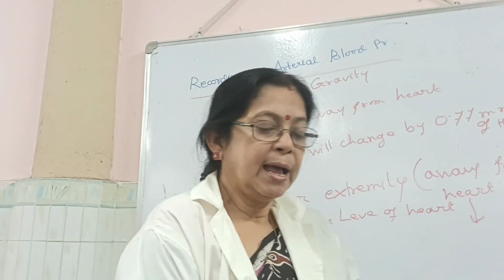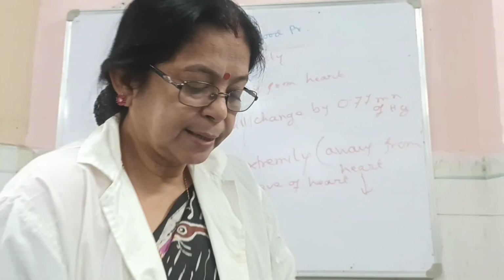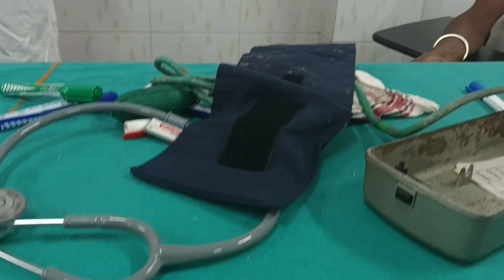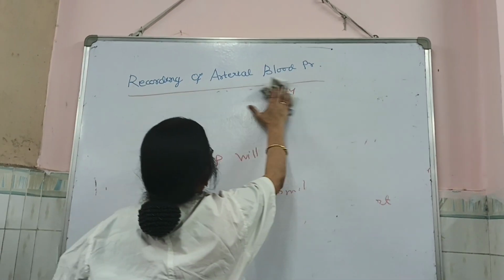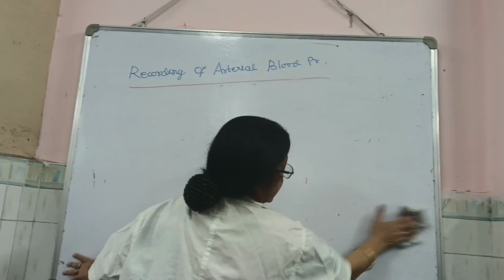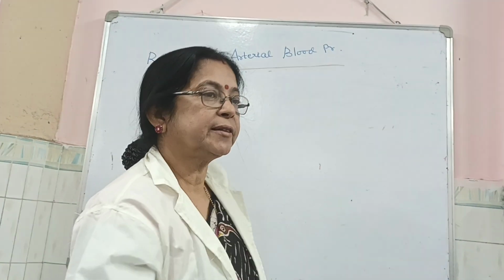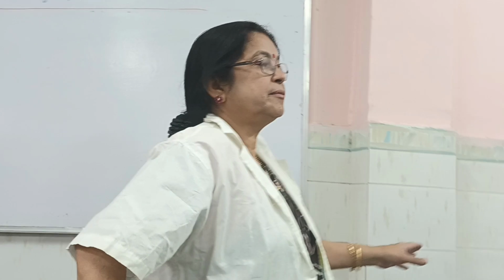For this reason, the cuff should always be at the level of the heart. Why? Because we want to eliminate the effect of gravity. To eliminate the effect of gravity, the cuff should always be at the level of the heart.